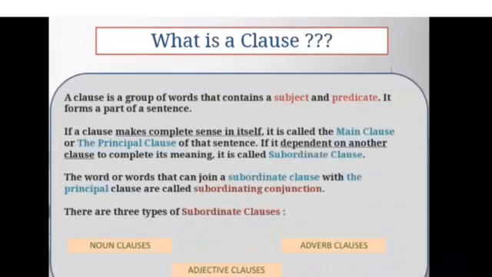Now you are looking at this: there are three things that need to be considered in a clause. A sentence may consist of two parts, one is the main clause and one is the subordinate clause, and these two parts can be joined with a subordinating conjunction. The word that joins the main clause and the subordinate clause is called the subordinating conjunction. And there are three types of subordinate clauses. First is the noun clause, another is the adverb clause, and the third one is the adjective clause.